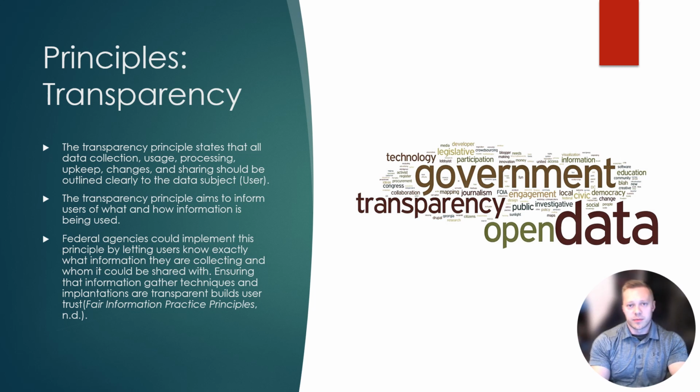So let's talk about the different principles. There are 8 of them, and we'll talk about each one in detail, as well as how federal agencies can implement them within their own privacy policies. The transparency principle is the first one.